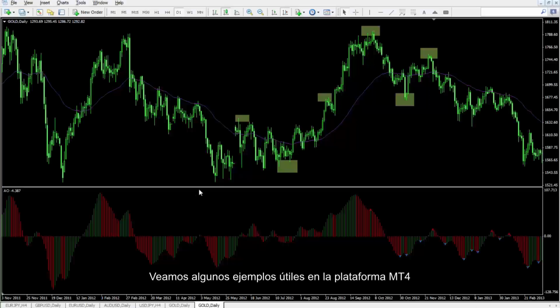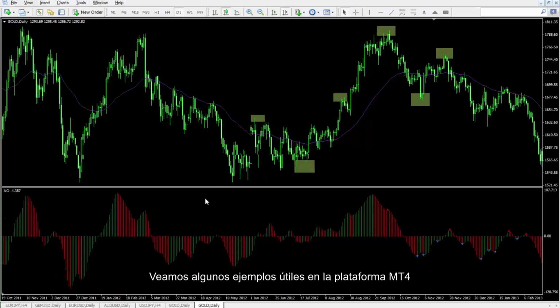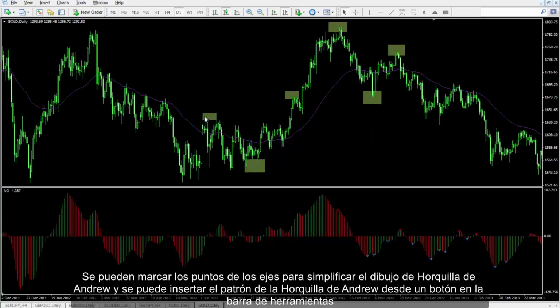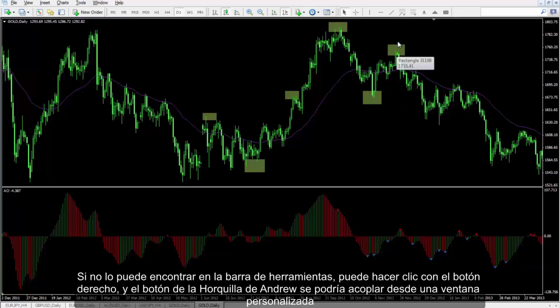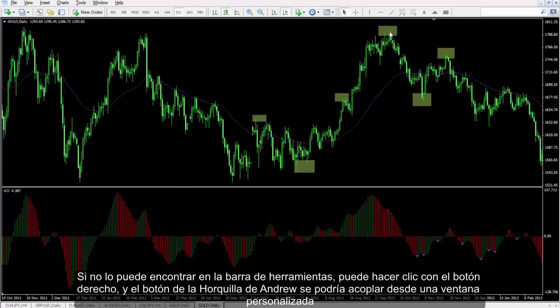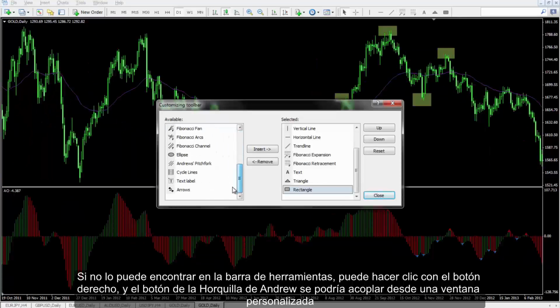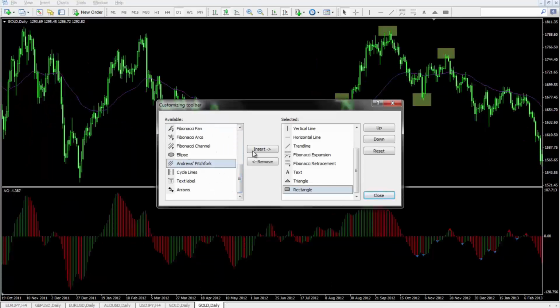Some examples on MetaTrader 4 would be beneficial. The pivot points can be marked by a trader to simplify drawing Andrew's pitchfork. Andrew's pitchfork pattern can be inserted from a toolbar menu. If a trader cannot find it on the toolbar, then he or she can right-click on the toolbar. Andrew's pitchfork button can be attached from a customized window.